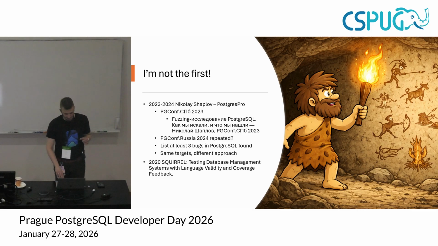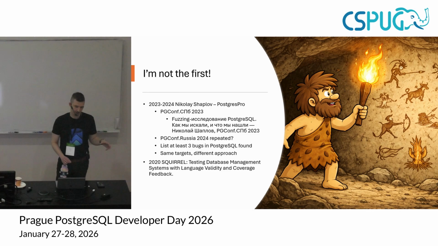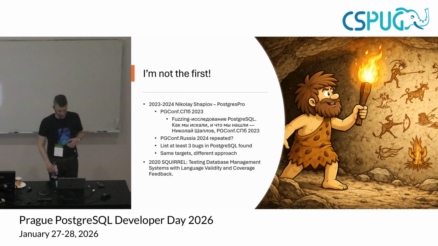Another interesting paper I found is Squirrel: testing database management systems with language validity and coverage feedback. This is actually a tooling that's focused on fuzzing databases, but mostly focusing on the SQL execution, so generating proper SQL that can trigger bugs in databases.